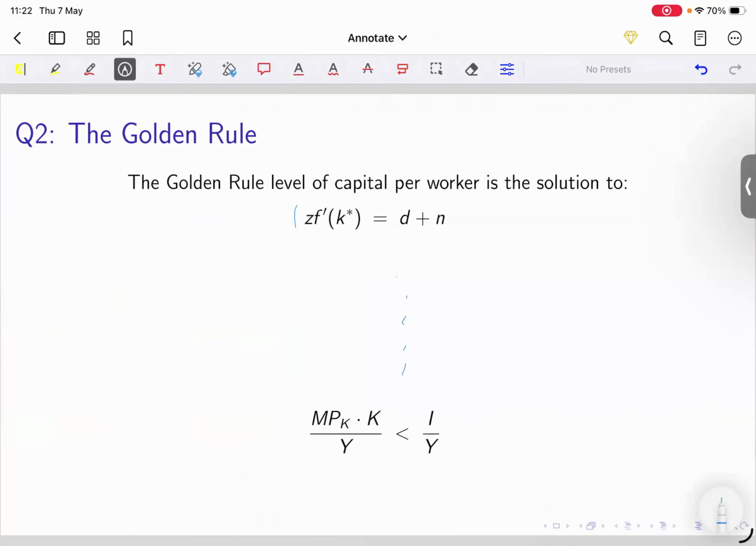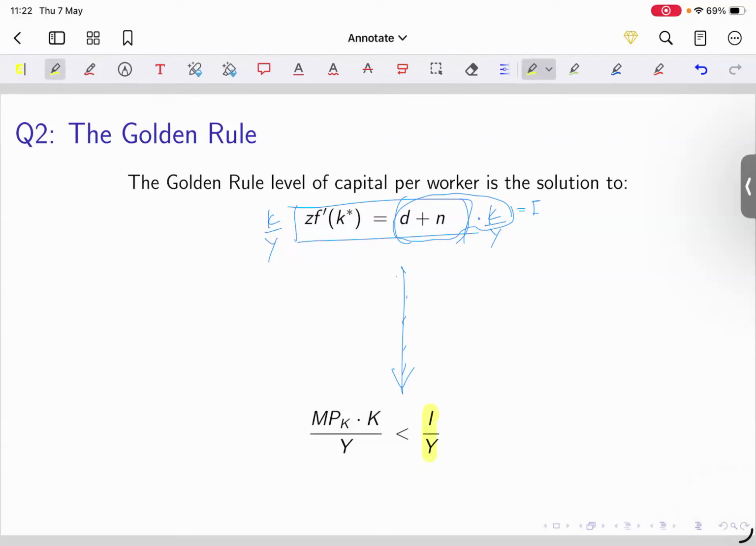Where were we? We reached this solution. How do we go from here to here? Let me just multiply both sides by the capital intensity, K over Y. And this, of course, I know that D plus N times K, we found it before. This is just your investment, which gives you the right-hand side here.